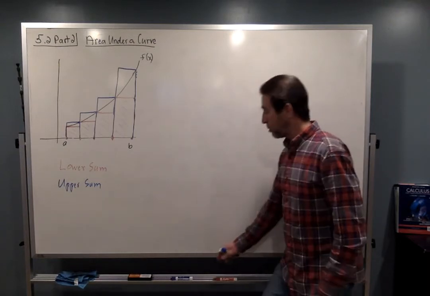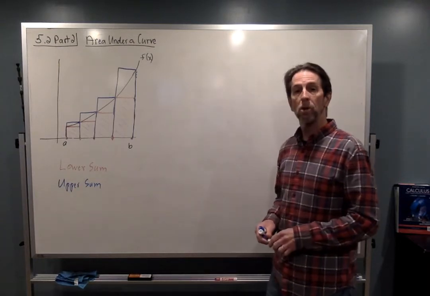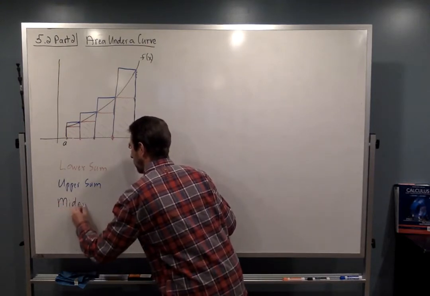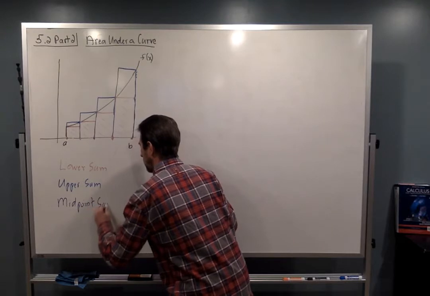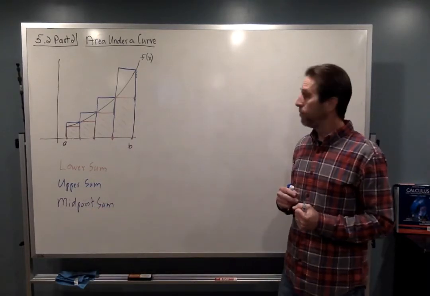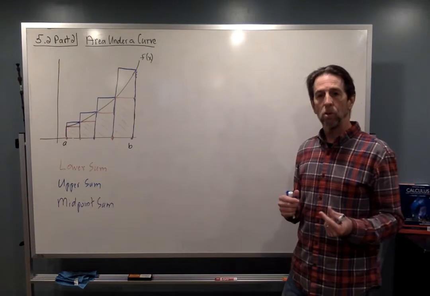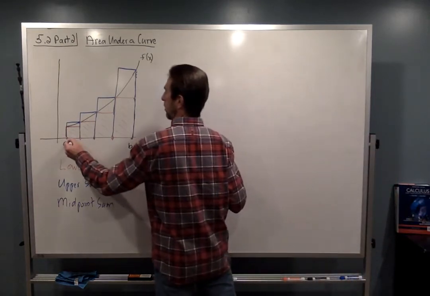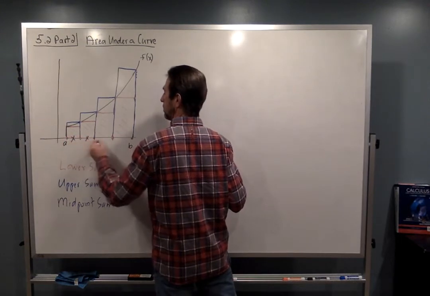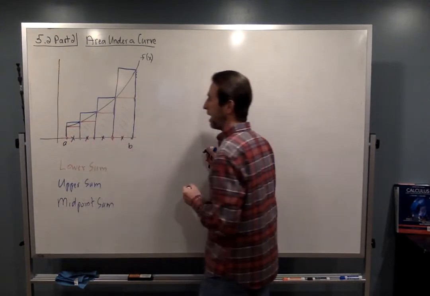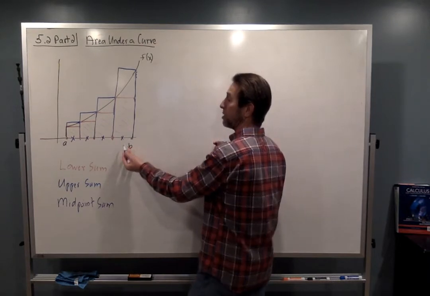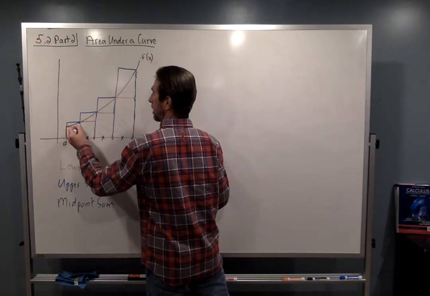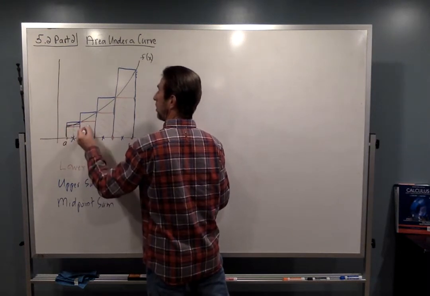We do have one other option, and that is to use what's known as the midpoint sum. The midpoint sum uses the midpoint of each interval to establish how high the rectangle is. For example, I'm going to use the midpoint of every single one of these intervals, and that is going to help establish how tall the rectangle is. Now the rectangle is still going to be built on the original interval.